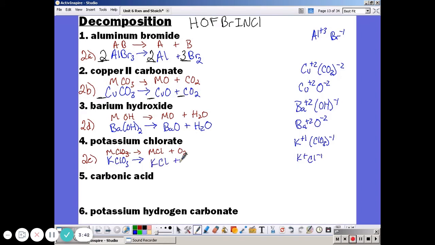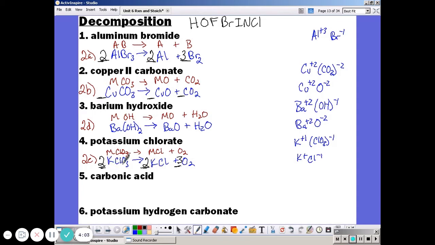To balance it, 1K, 1K, 1Cl, 1Cl, 3 oxygens, 2 oxygens. 2 times 3 is 6, 3 times 2 is 6. By putting the 2 there, I now have 2 potassiums, so I'd have to multiply by 2, giving me 2 chlorines and 2 chlorines.